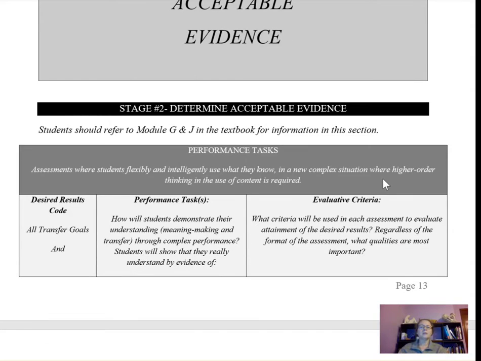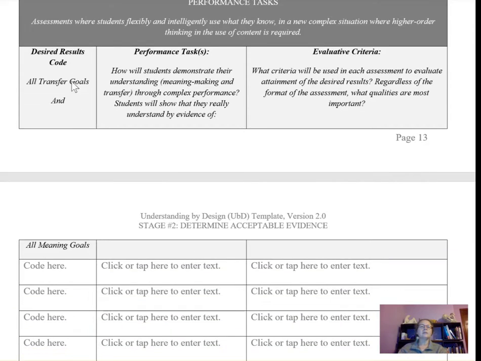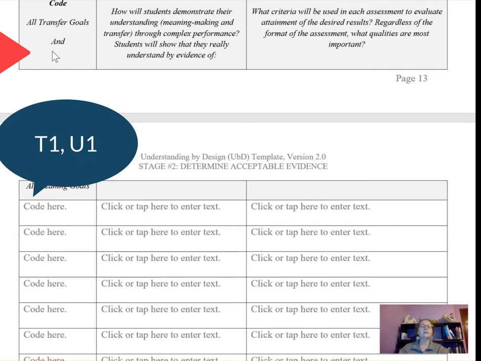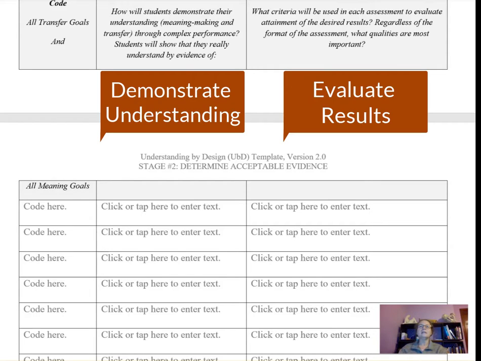In the first part, we're going to discuss performance tasks. The desired results. Then on the left side, we'll use codes from our transfer goals, our understanding goals, and we'll mark them as T1, U1, or U2. We need to know then how these students will demonstrate their understanding, and how should they do that? What criteria is going to be used then to see where their assessment will go?